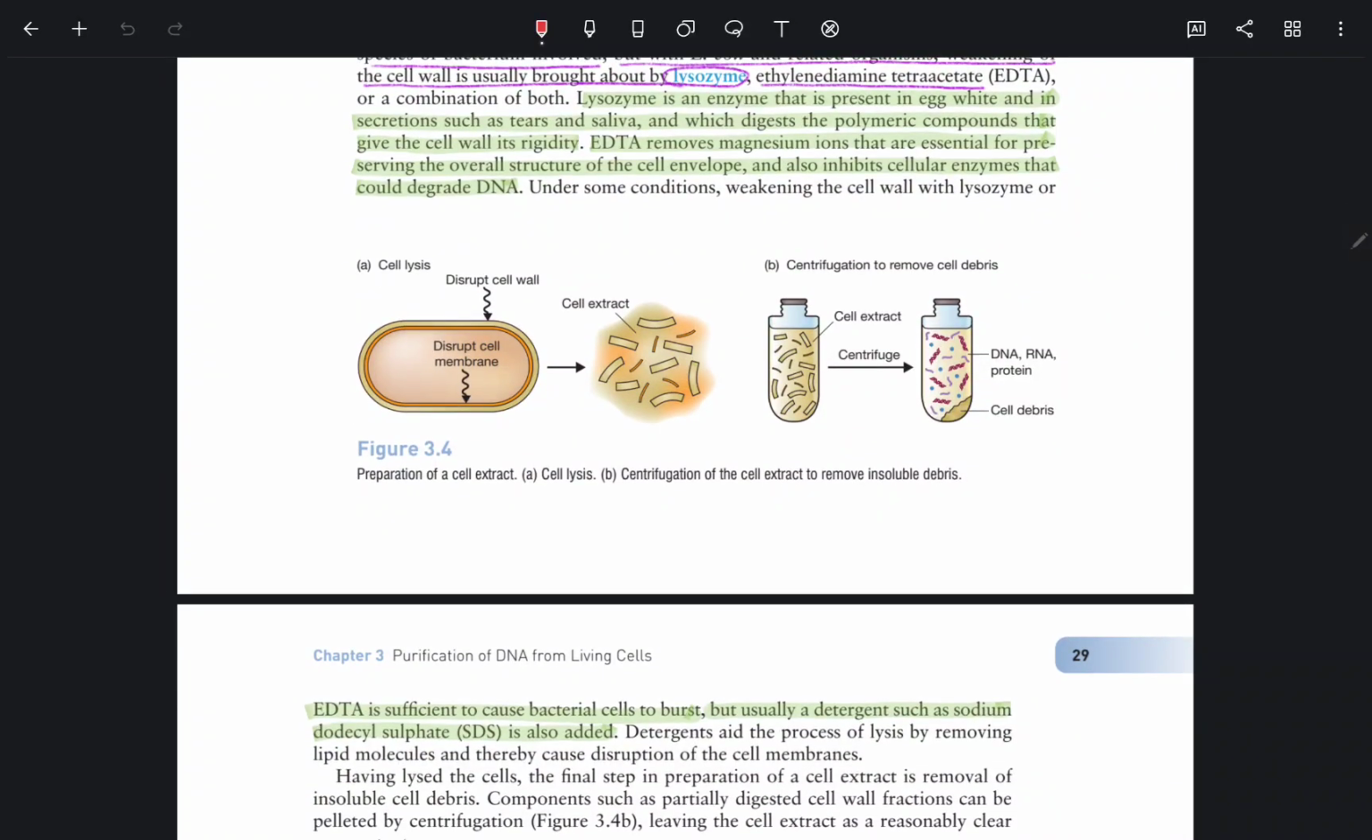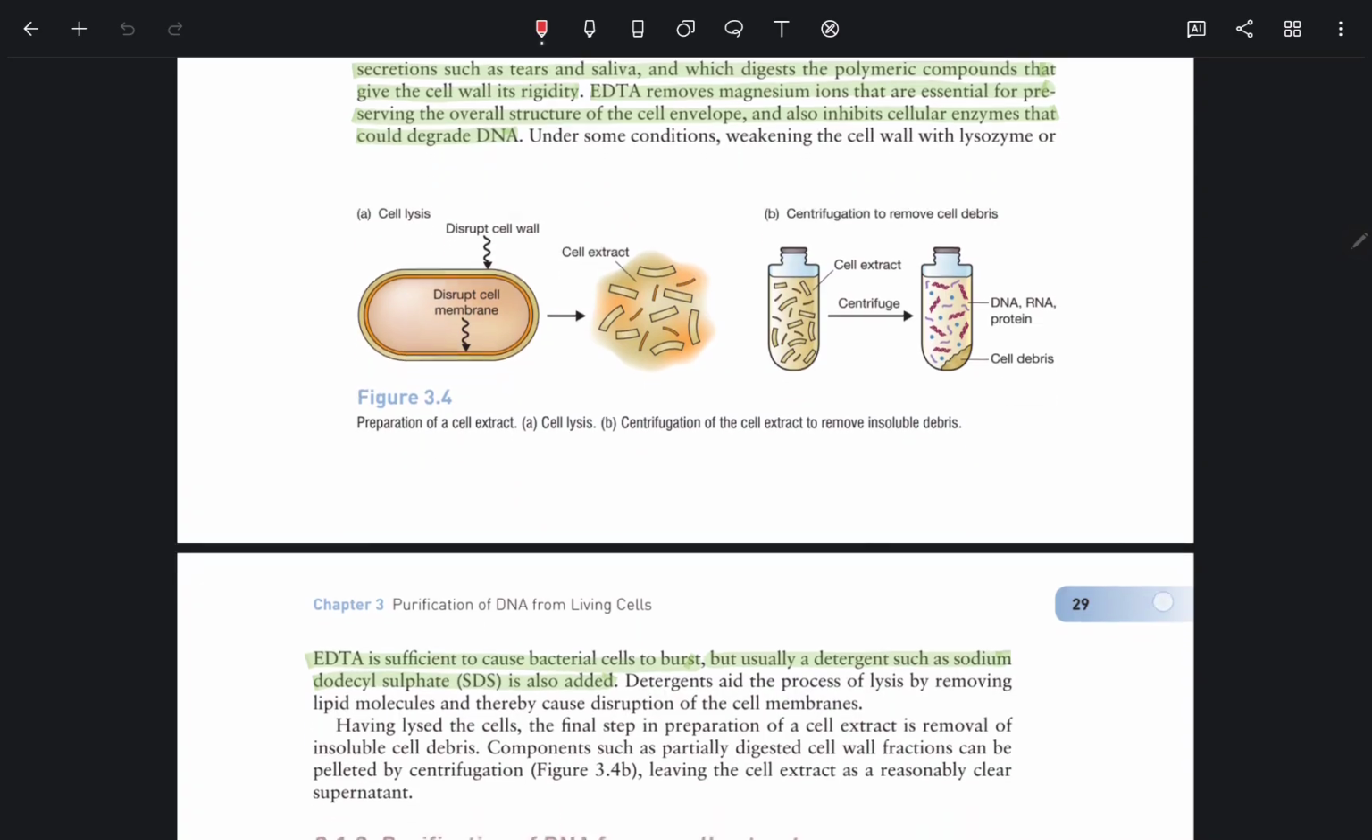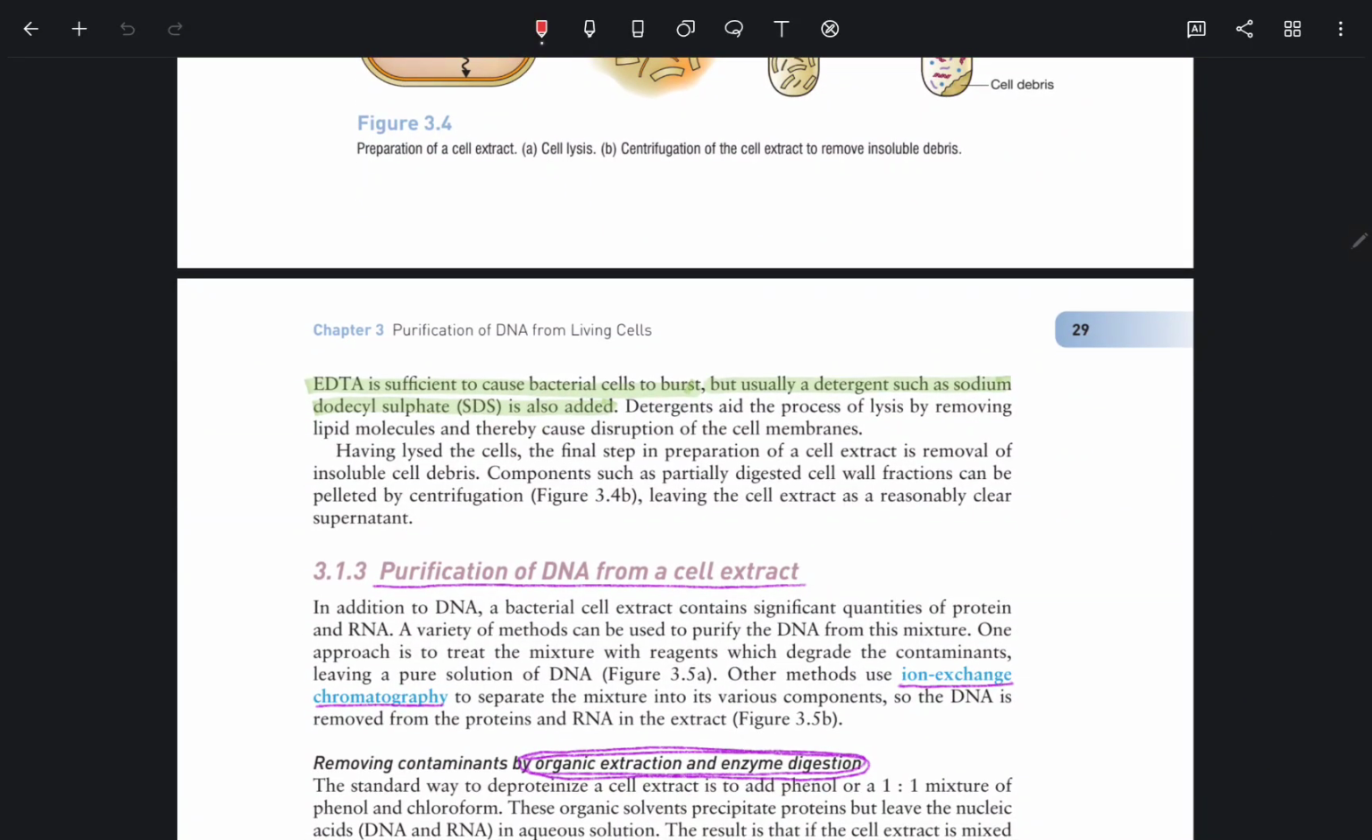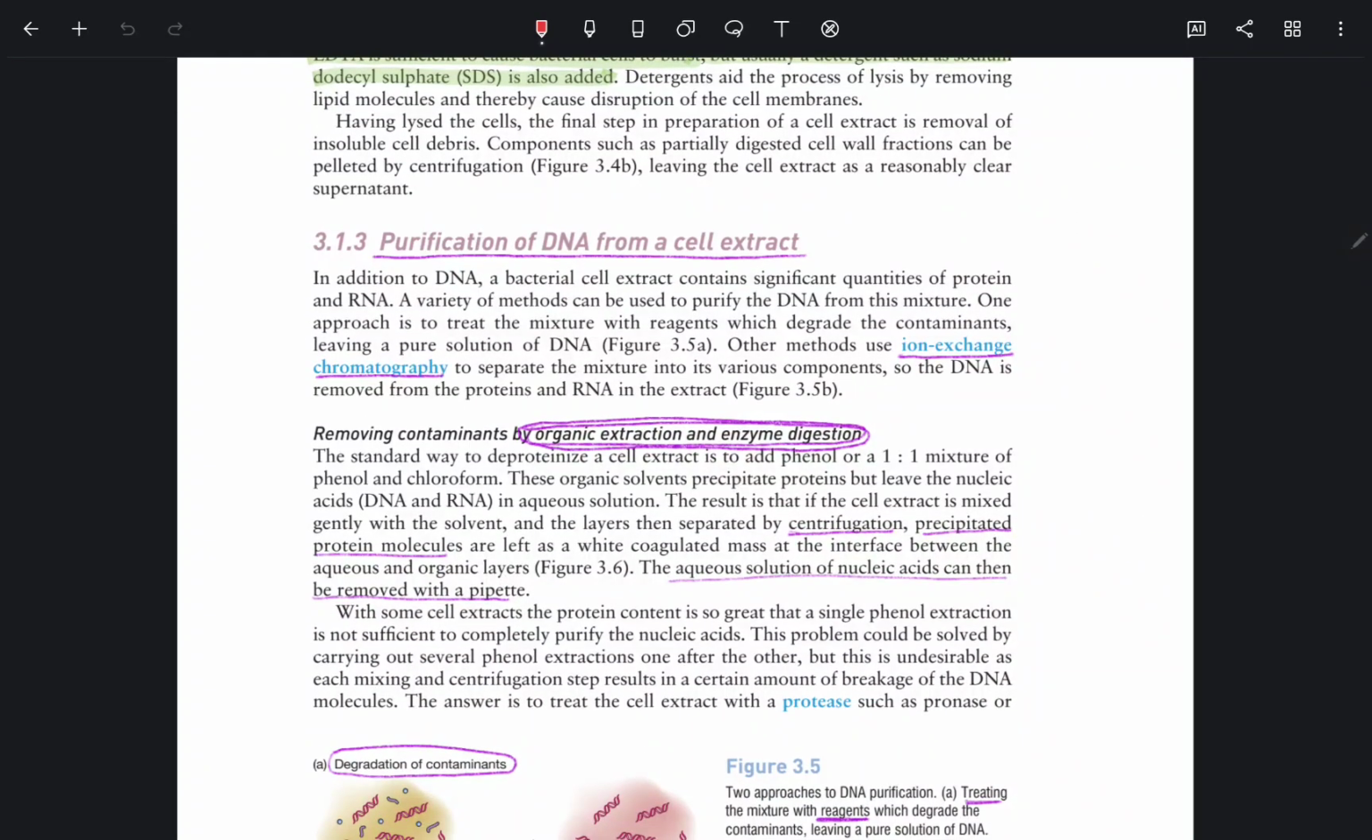This figure shows preparation of a cell extract. A is cell lysis, where cells are broken down into pieces, and B is centrifugation of the cell extract to remove insoluble debris. EDTA is sufficient to cause bacterial cells to burst, but usually detergents such as sodium dodecyl sulfate, SDS, are also added. Purification of DNA from a cell extract.